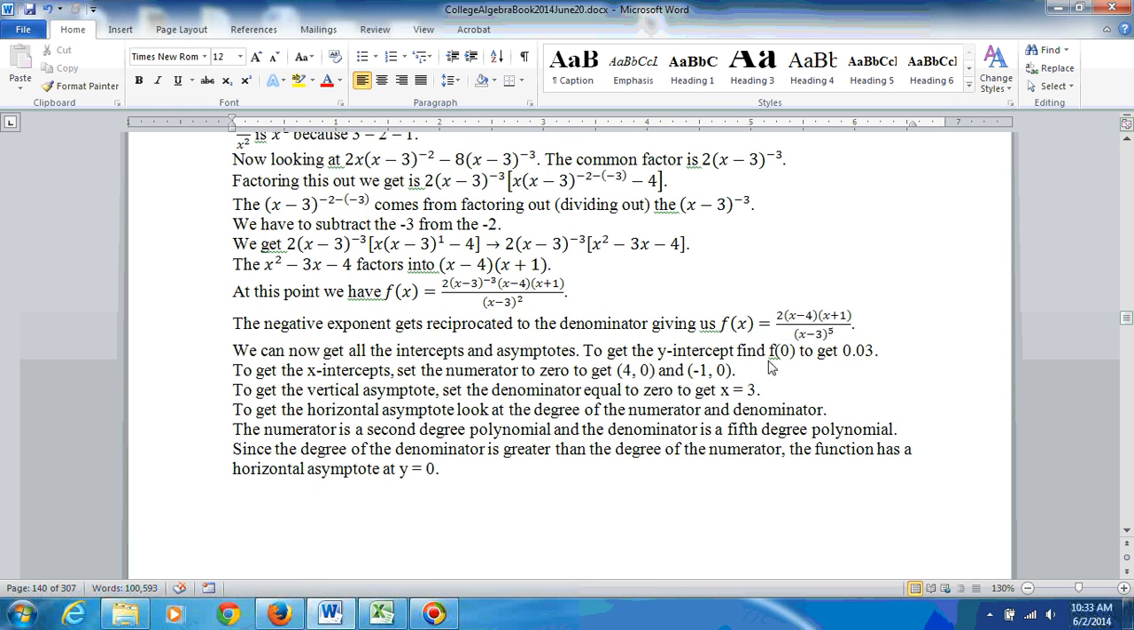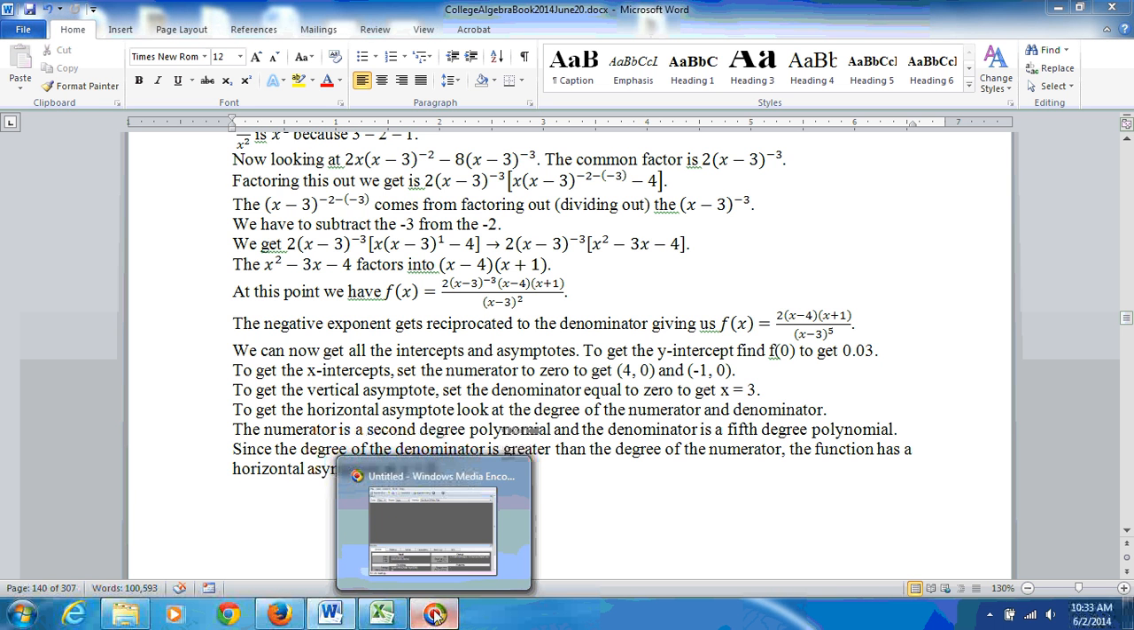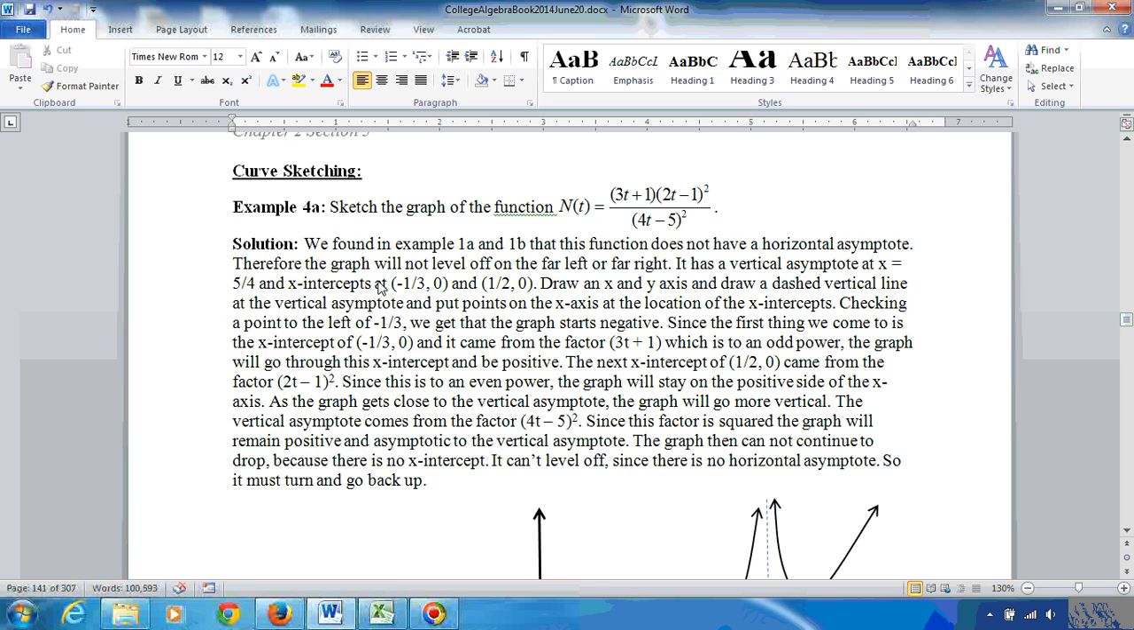And now you can do anything you wanted with it. There'd be a vertical asymptote at 3, x-intercepts at 4 and negative 1. And also it has a horizontal asymptote at 0, because the degree of the denominator is bigger than the degree of the numerator. So I believe that's everything, although not for this section, for this video. We'll come back and do curve sketching next.